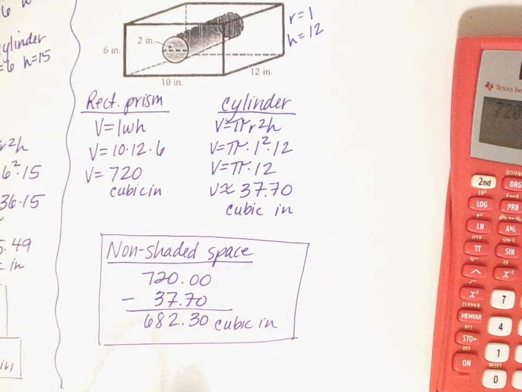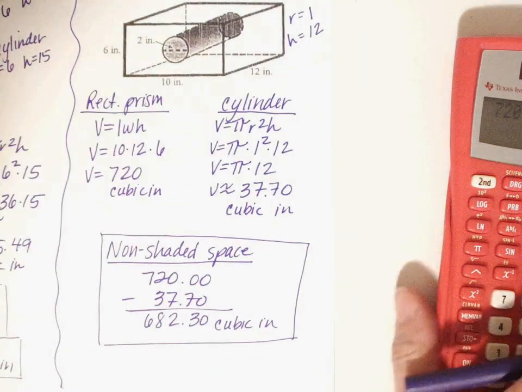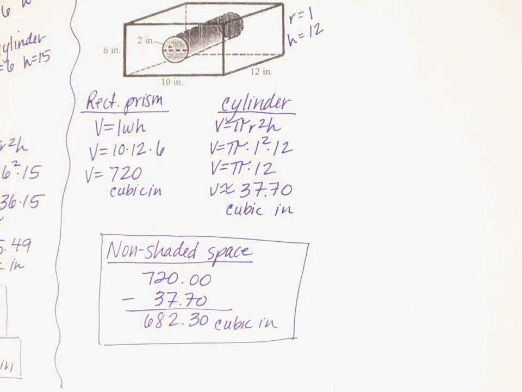All right, so that is it for composite shapes. Remember yesterday we added together, today we're subtracting to find just parts of it, the shaded parts or non-shaded parts. And then that is it for today.